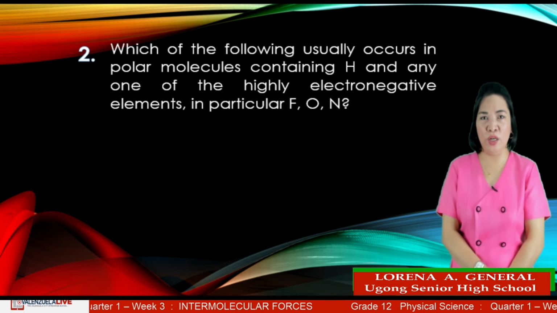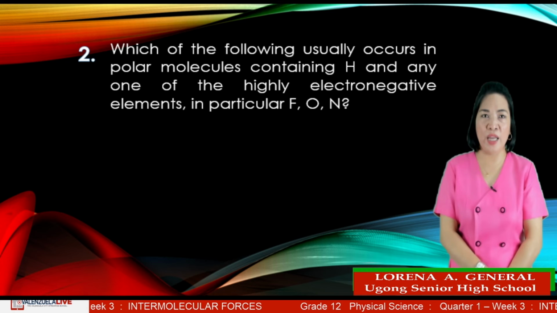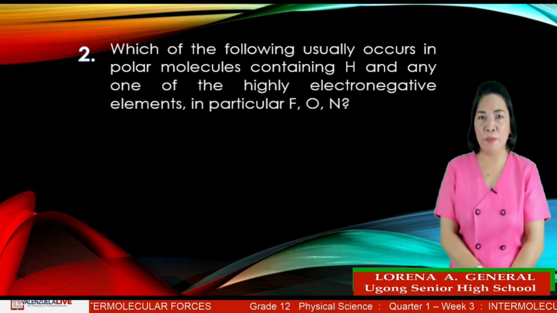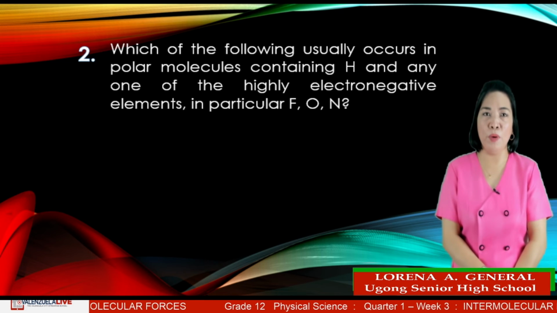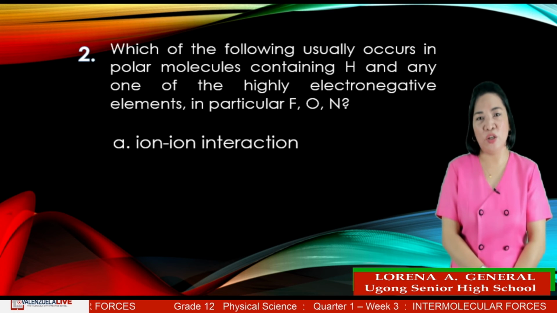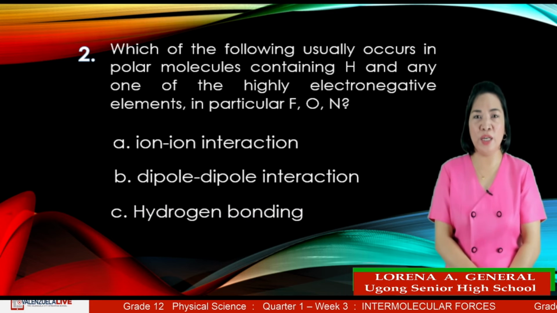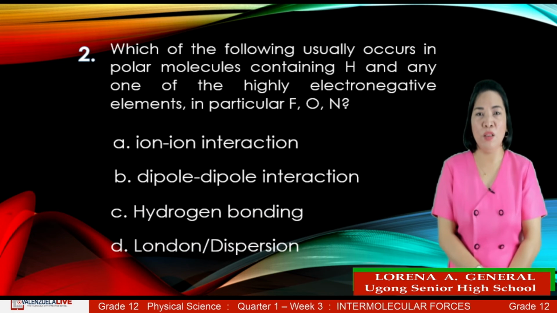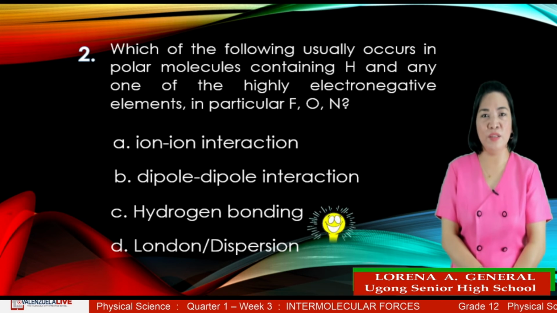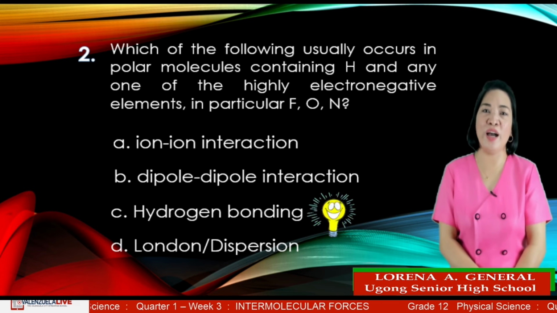Okay, next question. Which of the following usually occurs in polar molecules containing hydrogen and any one of the highly electronegative elements, in particular fluorine, oxygen, and nitrogen? Is it A, ion-ion interaction, B, dipole-dipole interaction, C, hydrogen bonding, or D, London or dispersion? If your answer is hydrogen bonding, you got it right.